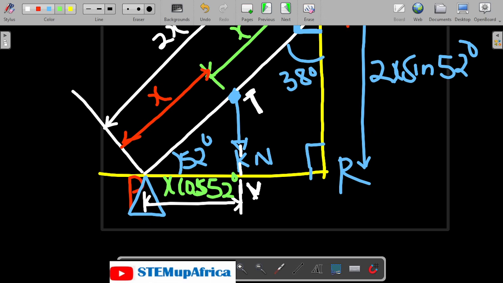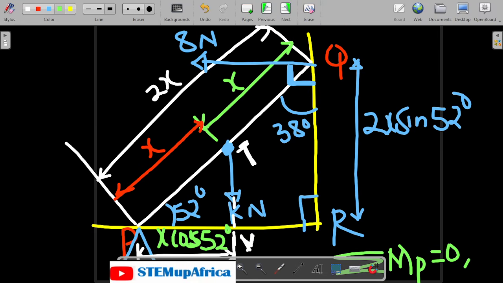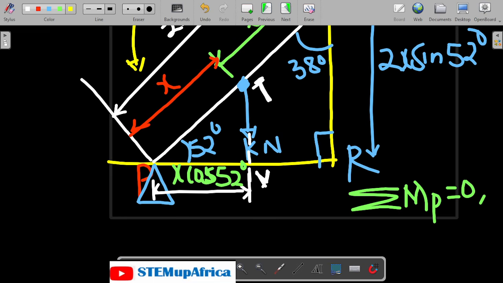So with that, we can now take moment at point P. Let's take moment at P. I will write sum of moments at P is equals to 0. So meaning all forces are heading to P. So this 8 Newton is heading to P, while this K Newton is heading to P also.